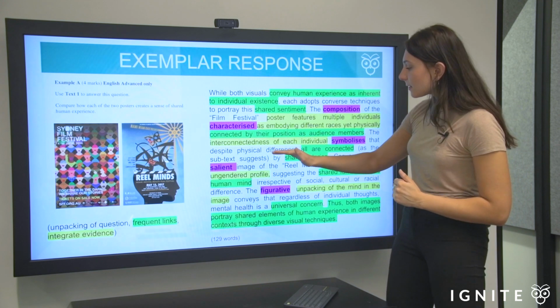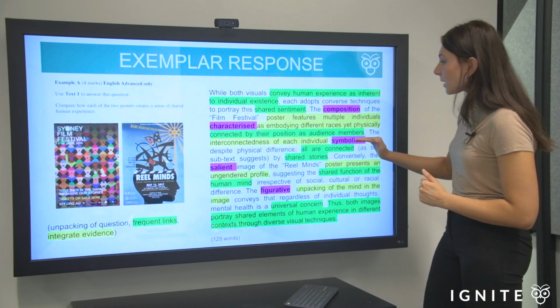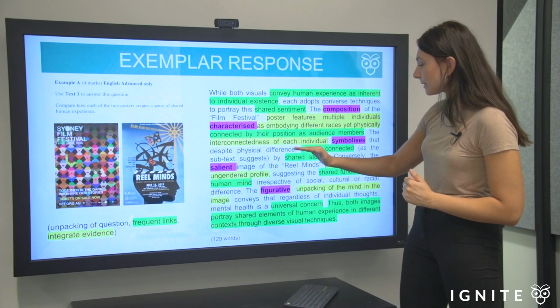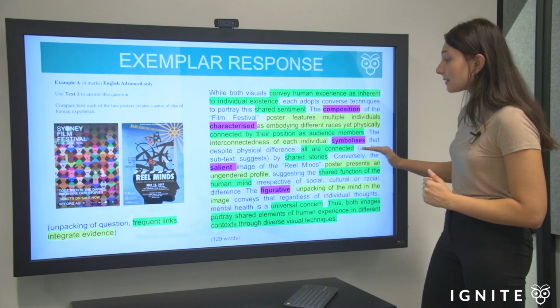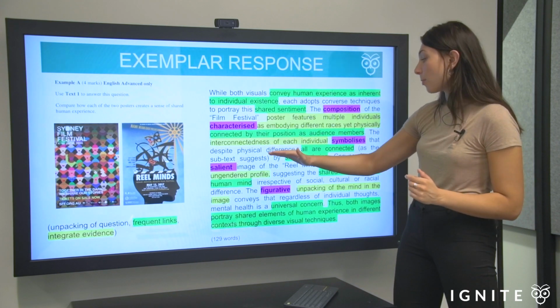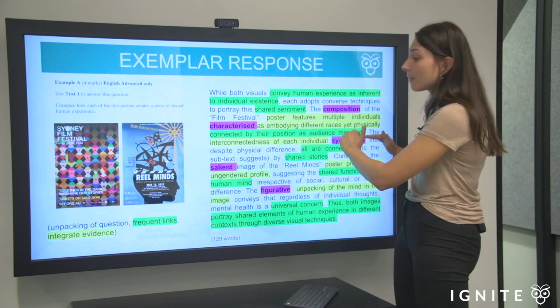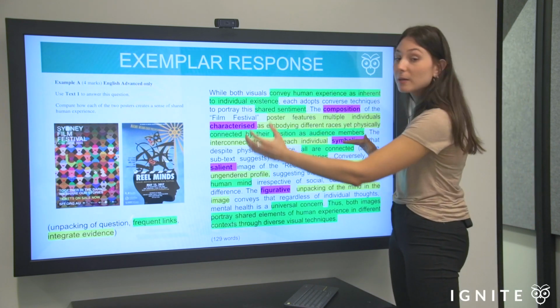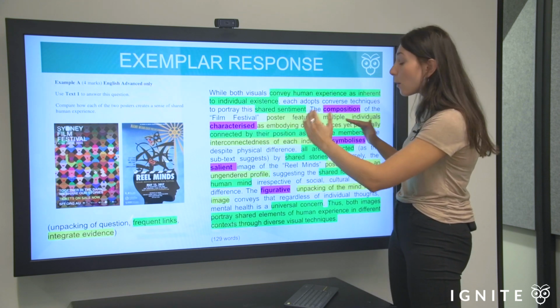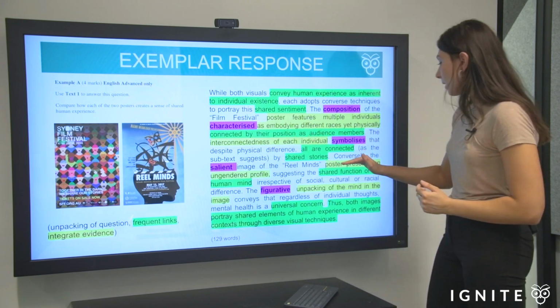The interconnectedness of each individual symbolizes that despite physical difference, all are connected, as the subtext suggests, the title of the poster, by shared stories. So my second bit of evidence using the technique of symbolizes also pinpoints the evidence from the visual while linking it back to the question.